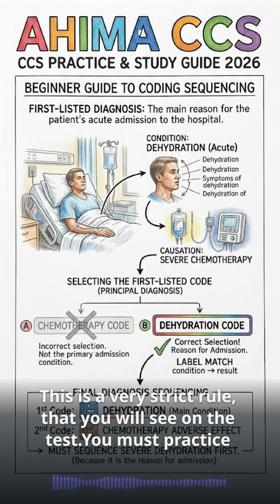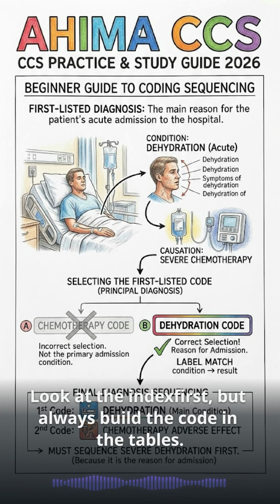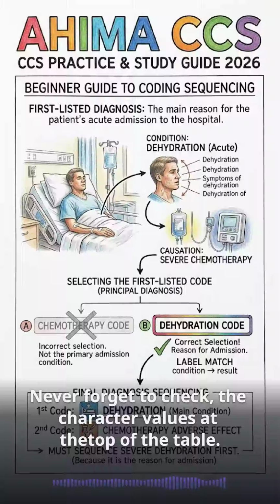This is a very strict rule that you will see on the test. You must practice finding these root operations in the code tables every day. Look at the index first, but always build the code in the tables. Never forget to check the character values at the top of the table.